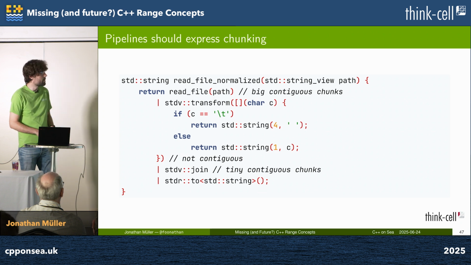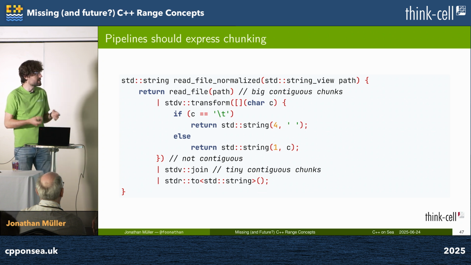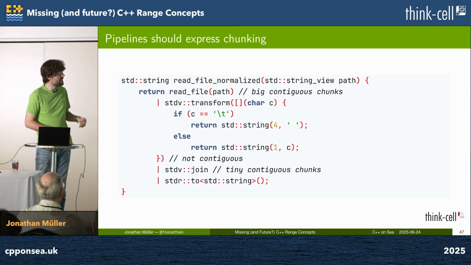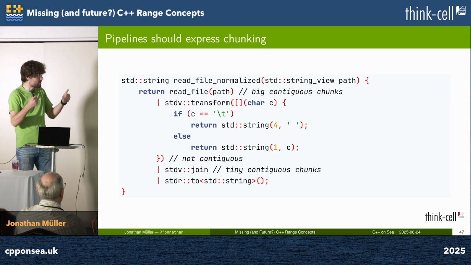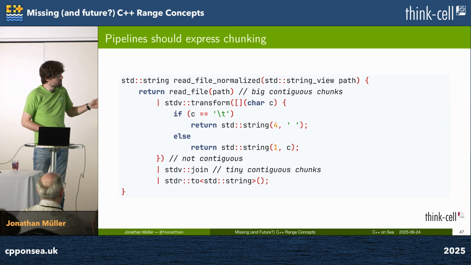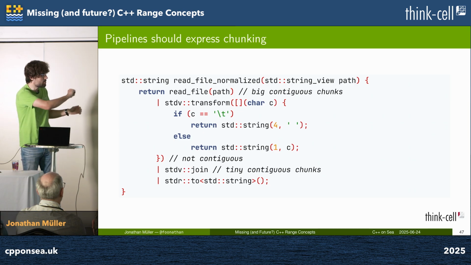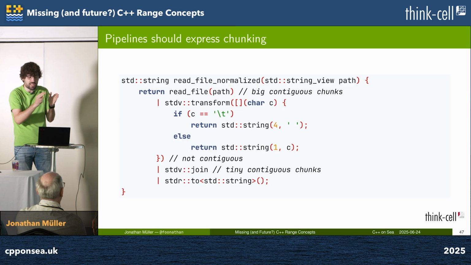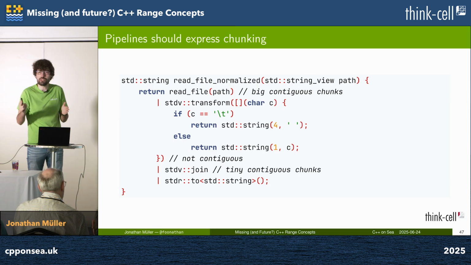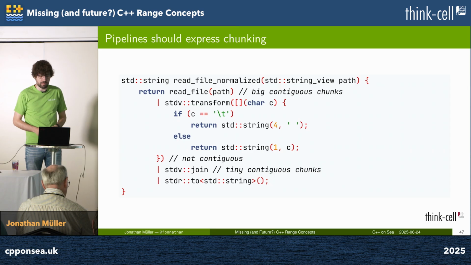Now, in our original example, unfortunately, we don't have the ability to use chunks yet. We've got the read file, which gives big contiguous chunks. This is nice. But when we transform it, we end up with a non-contiguous range that contains tiny contiguous chunks. And so when we join that, we have just a bunch of tiny contiguous chunks, like one character at a time. So yes, we have contiguous chunks, but they're not very big. So this isn't very useful.